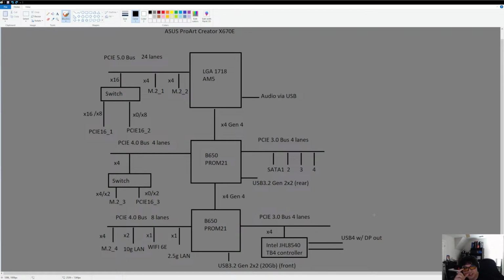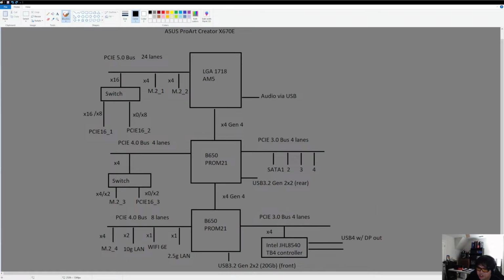So what that means is the ProArt Creator, the reason why they market it as the Creator motherboard, is because it gives you USB 4 with full PCIe tunneling pass-through capability via the Thunderbolt 4 controller. So this motherboard is backwards compatible with Thunderbolt 4 and USB 40 gig speeds, as well as DisplayPort out on 2 of those interfaces on the back of the motherboard.